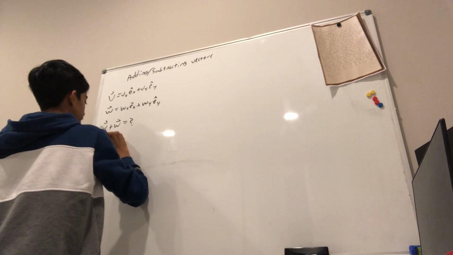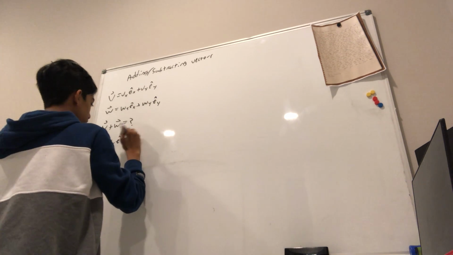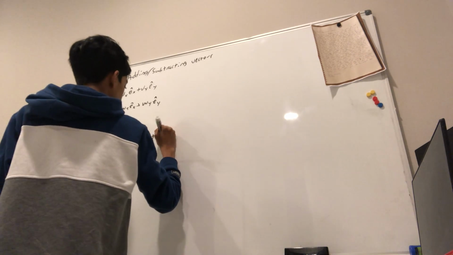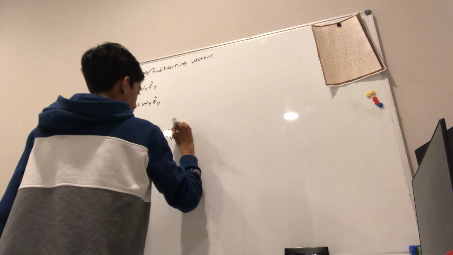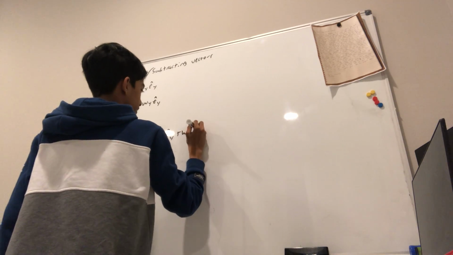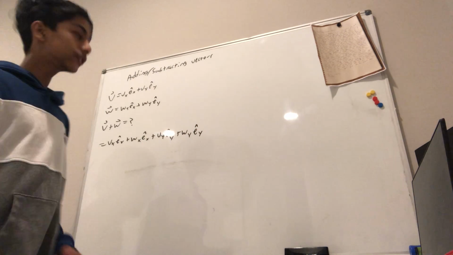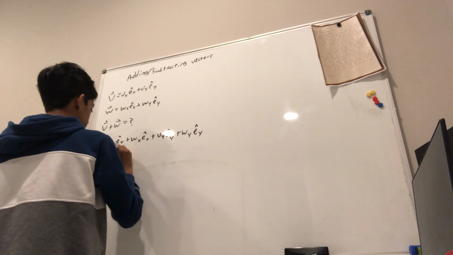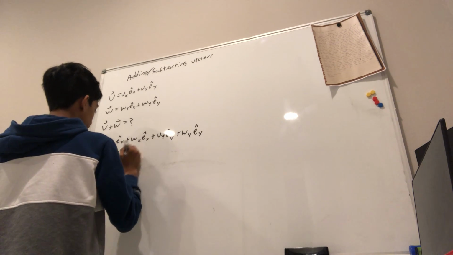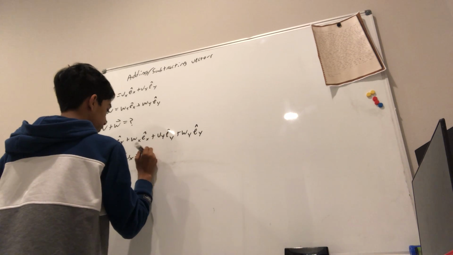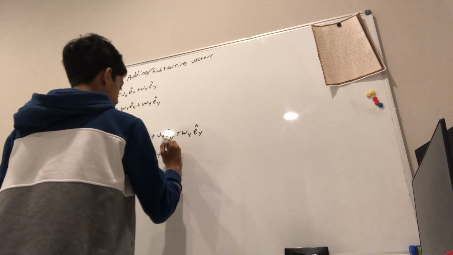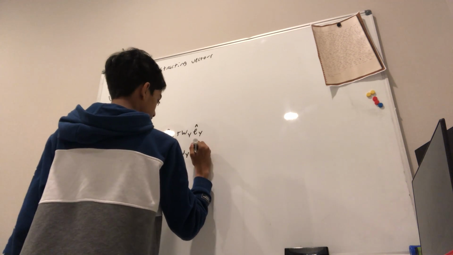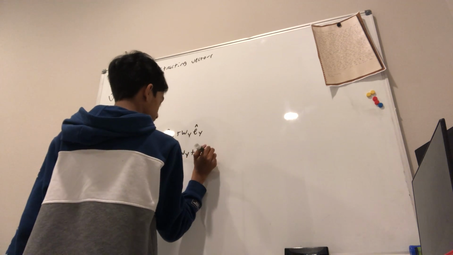It would just be vx e hat x plus wx e hat x plus vy e hat y plus wy e hat y. And as this is easily factorable, factoring this, we just get e hat x times vx plus wx, plus e hat y times vy plus wy.